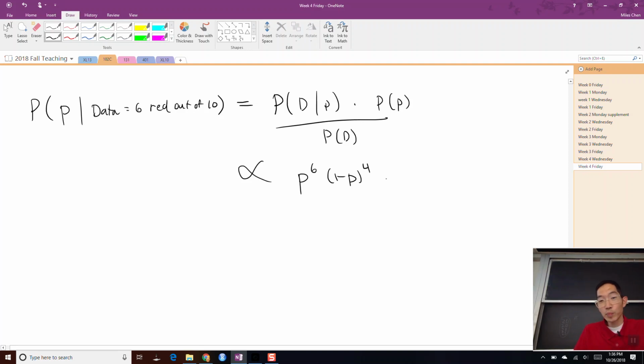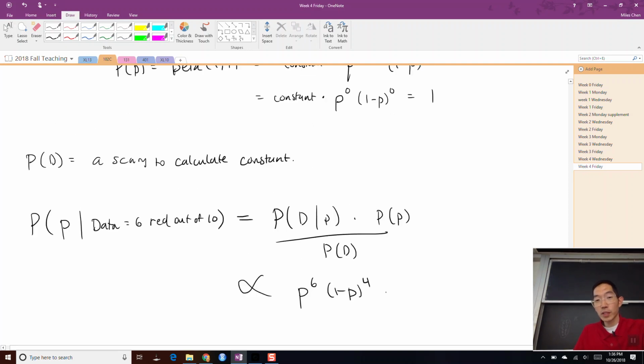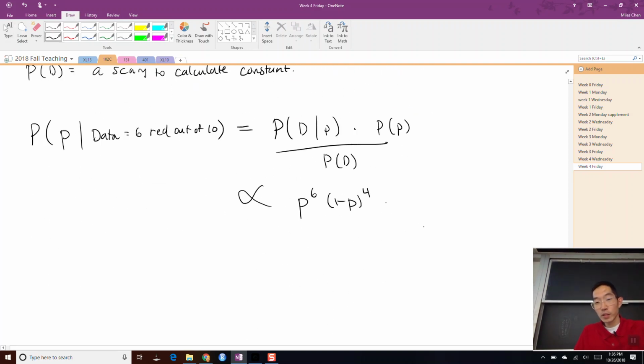And then the probability of P was some constant, but we said it's going to be P to the alpha minus 1 times 1 minus P to the beta minus 1. We happen to use alpha as 1 and beta as 1, so it ends up being 1. And then because the probability of D is a constant, we also don't even have to worry about it. Is that okay?